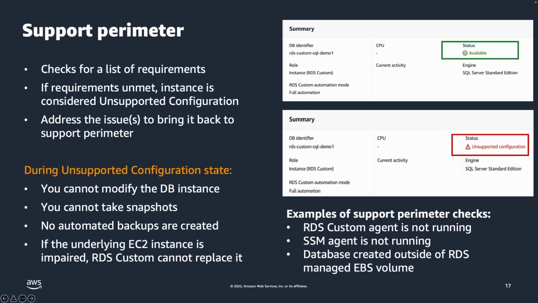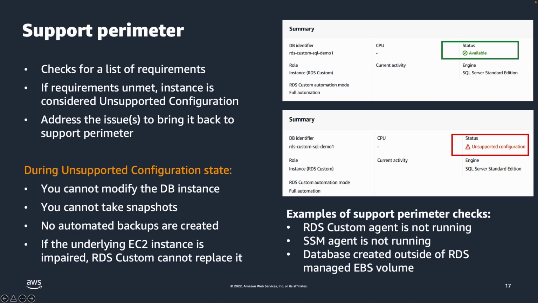Now let's talk about support perimeter. Support perimeter shows the status of your applied changes. So there are two status, available and unsupported configuration. So if you apply a change that breaks our automation, then the RDS Custom will show the status of unsupported configuration. So let's say you place the database file on a remote SMB share.